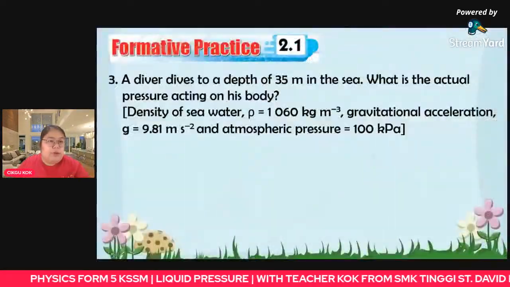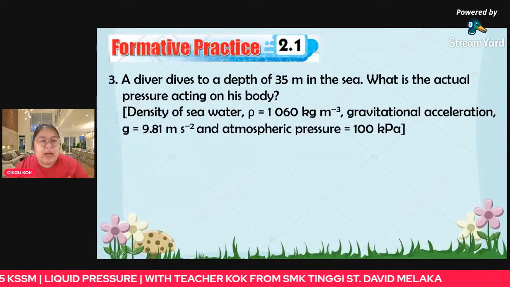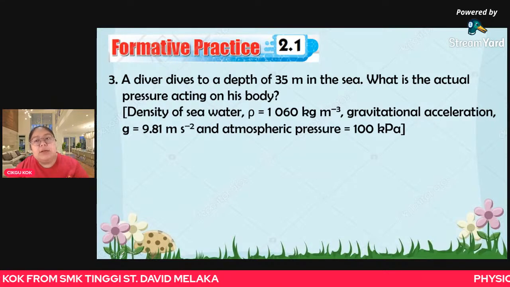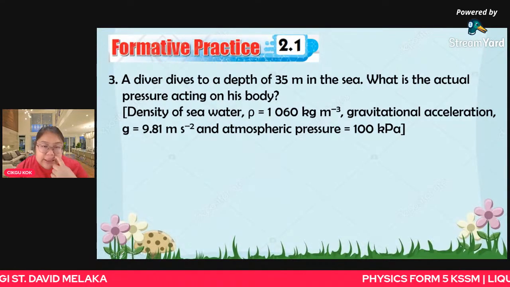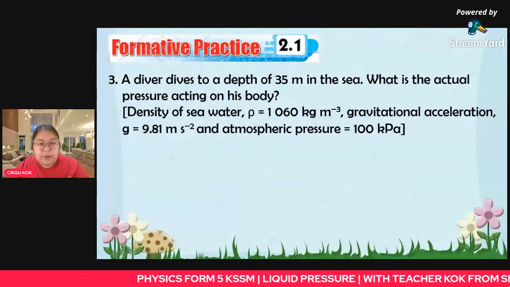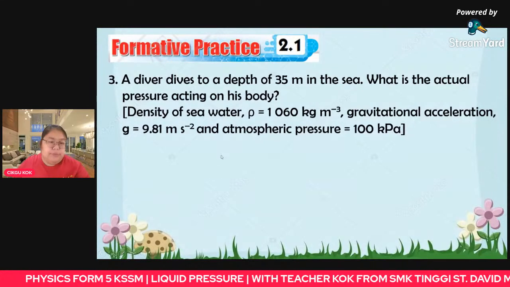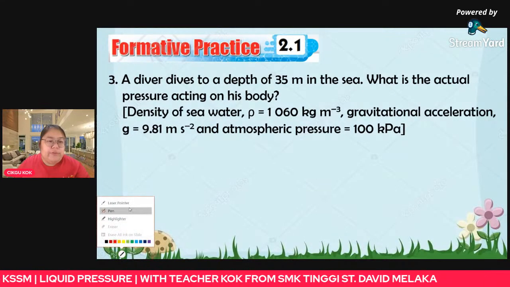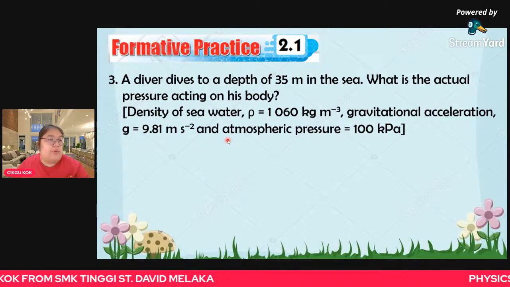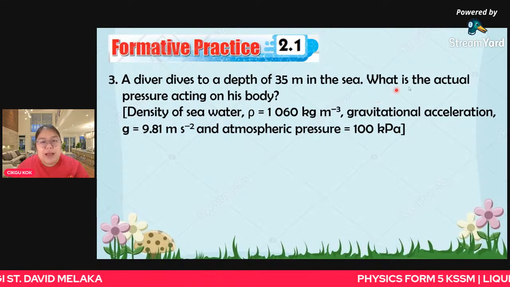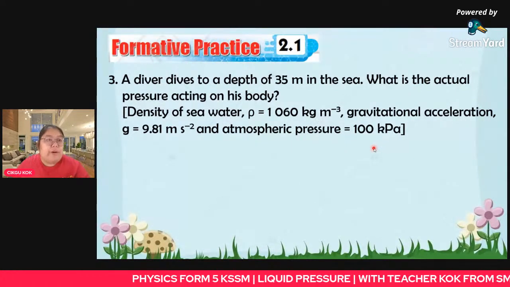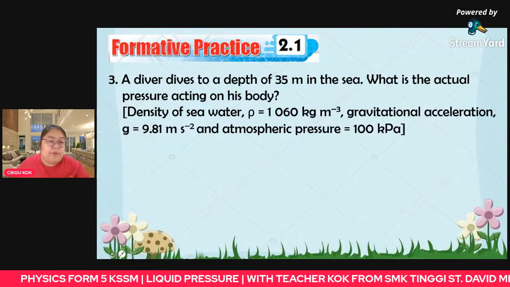The next one is number 3. A diver dives to a depth of 35 meters in the sea. What is the actual pressure acting on his body? The key word is actual pressure. They give you the density, which we know already, and gravitational acceleration is 9.81. They also give atmospheric pressure, which means they ask about actual pressure, so later you need to add the atmospheric pressure. From here, we show the formula first.